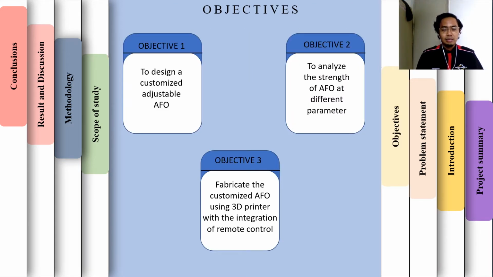Now, in this project, there are three main objectives to be achieved. The first one is to design a customized adjustable AFO. The second one is to analyze the strength of the AFO at different parameters. And the last one is to fabricate the customized AFO using a 3D printer with the integration of remote control, by using the IoT application.